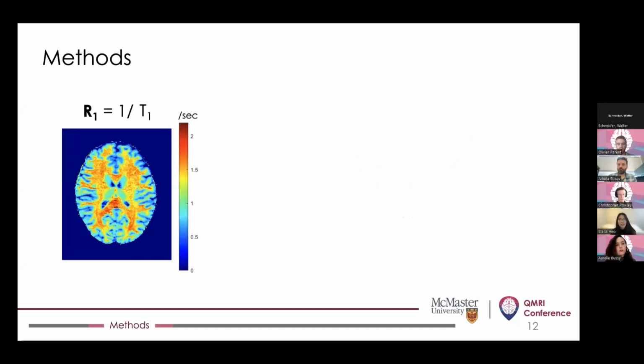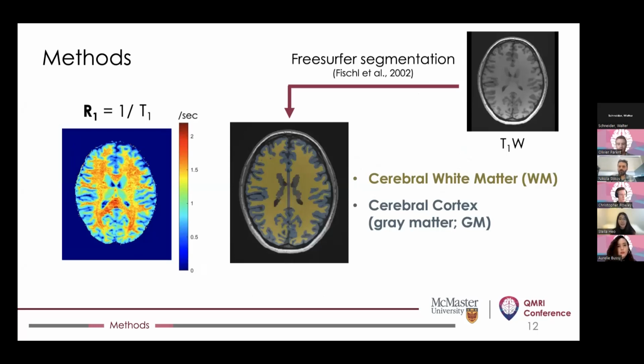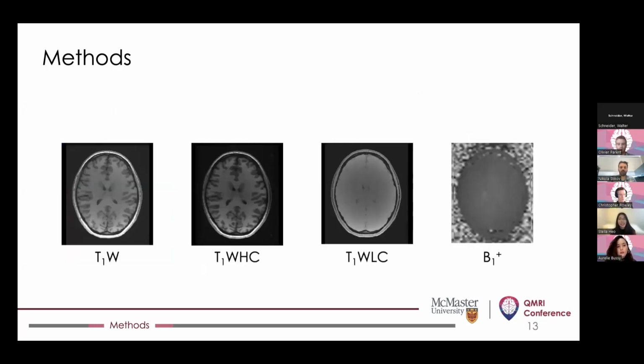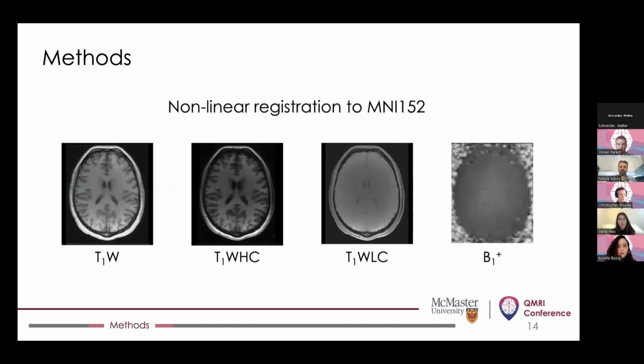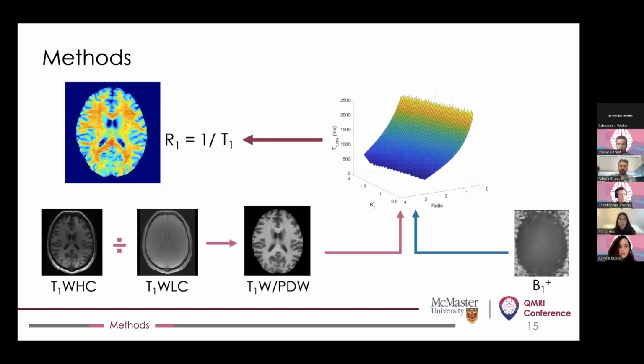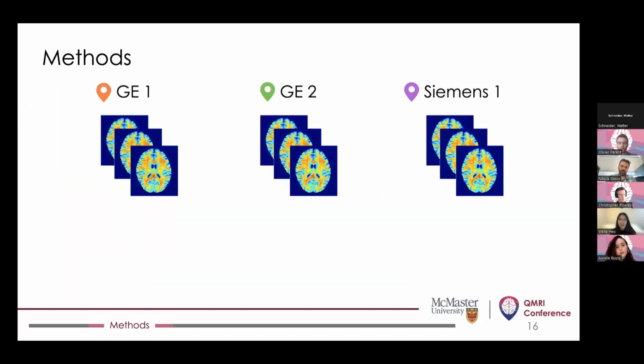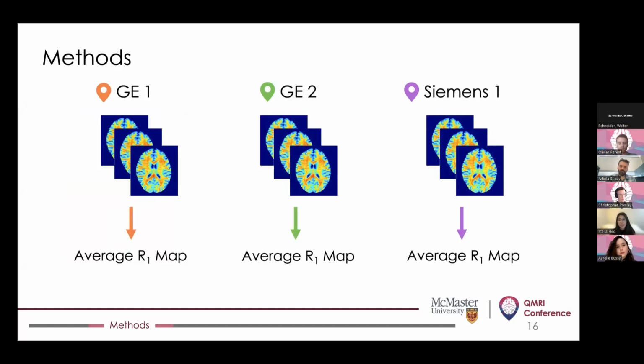So for each scan, we then calculated average R1s for 2 ROIs, the cerebral white matter and the cortical gray matter. And lastly, for methods, we also non-linearly registered all of these images to MNI 152 standard space, then repeated the whole process to derive non-linearly registered R1 maps for each scan, which we then were able to use to average per site.